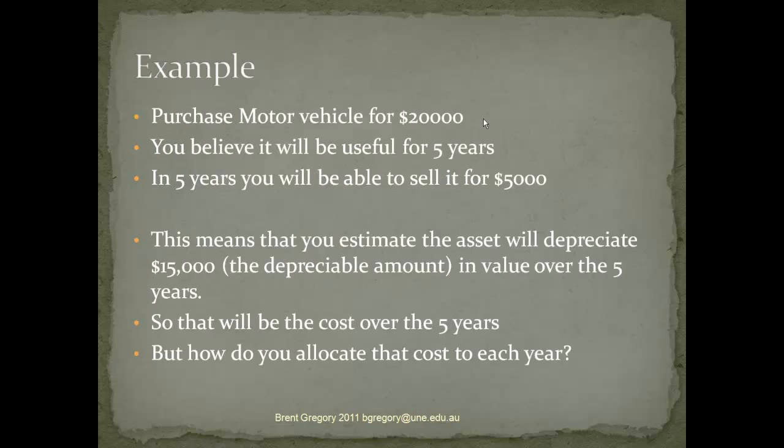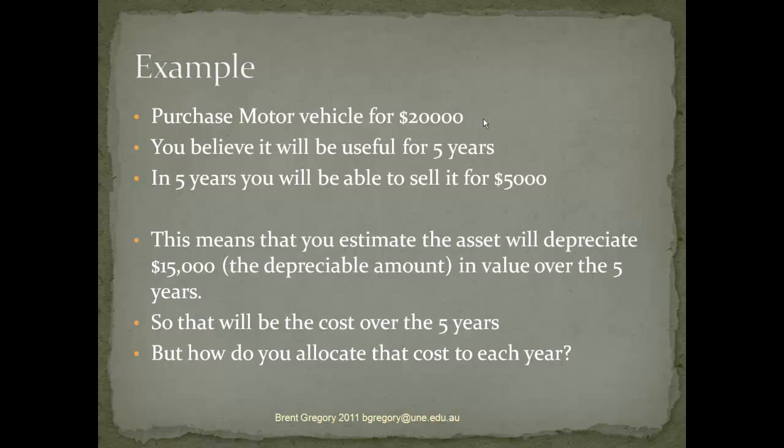So to make these issues more concrete, let's look at a particular example. Let's assume that you purchase an asset, in this case a motor vehicle, for $20,000. You believe it will be useful for 5 years, so it has a useful life of 5 years. And in 5 years you believe you'll be able to sell it for $5,000. One thing you'll notice here is that 2 of these 3 items are estimates. We know the actual purchase price, but we estimate how long the vehicle will last for and what it'll be worth at the end of that period.